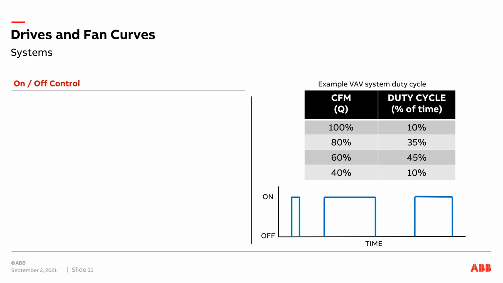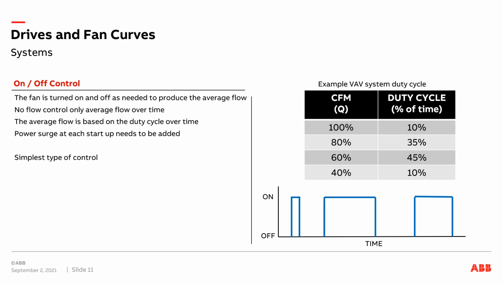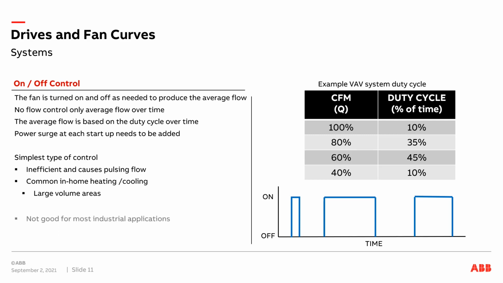So looking at on and off control. The fan is turned on and off as needed to produce the average flow. There's no flow control, only average flow over time. The average flow is based on the duty cycle over time. Power surges are at each startup and need to be added up. It's the simplest type of control, it's inefficient and causes pulse flow. It's common in home heating and cooling, and it's good for large volume areas. It's not good for most industrial applications though.